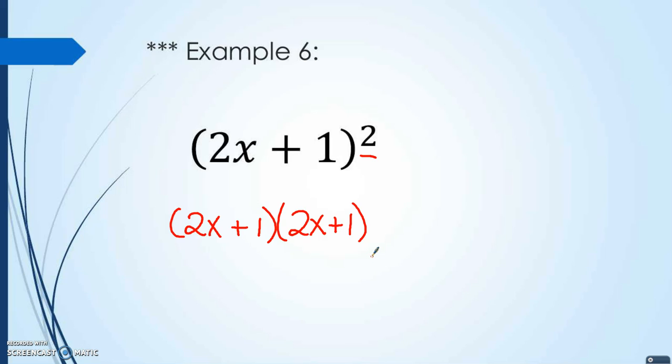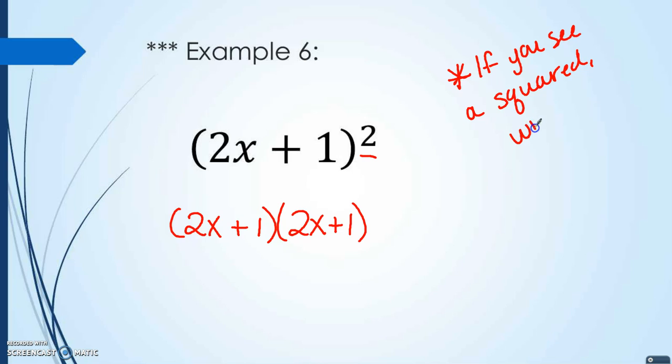All right? And now we're multiplying binomials together. So if you need to make a little note for yourself, if you see a squared, write it out, or something like that, so you know you have to write those out. And then we just multiply.